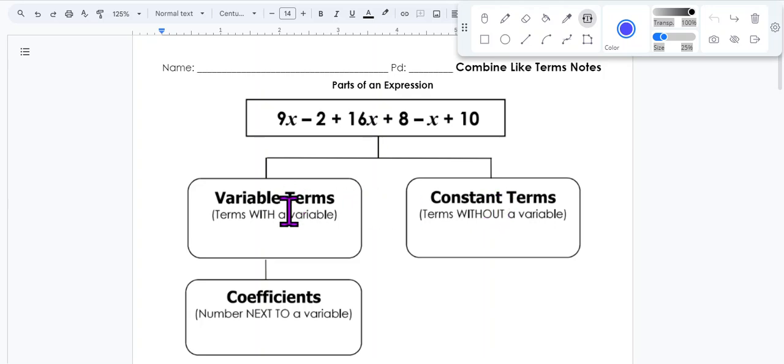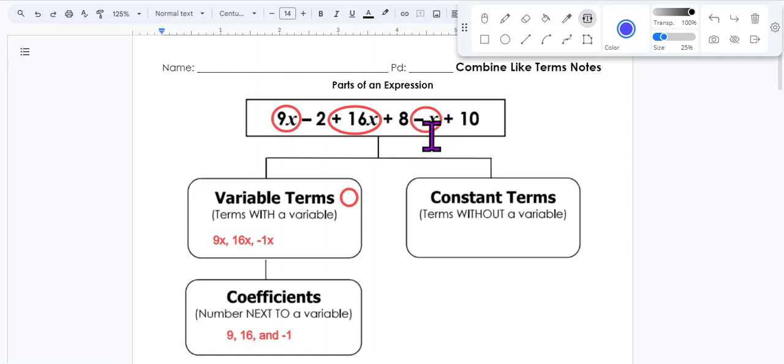Okay, so let's see here. What are my variable terms? My variable terms on this one, I'm going to circle with this red circle. I see 9x, x is a variable. I see a plus 16x, and I see a minus x. You notice how I circled the sign in front? The sign in front of a term stays with that term. It's letting you know that this is a negative x. This is a positive 16x, or a plus 16x. So you always want to include that sign in front with that term. My variable terms are 9x, 16x, and negative 1x.